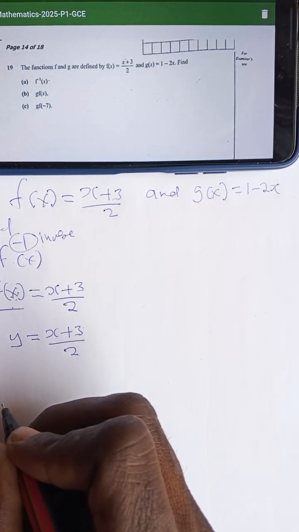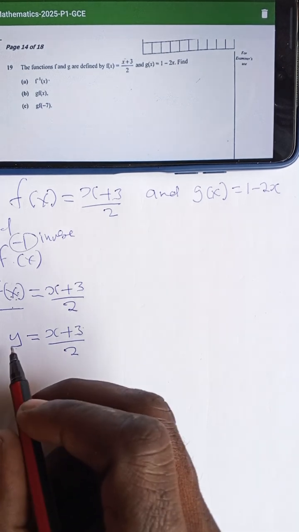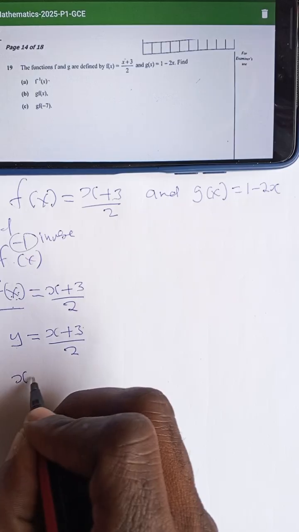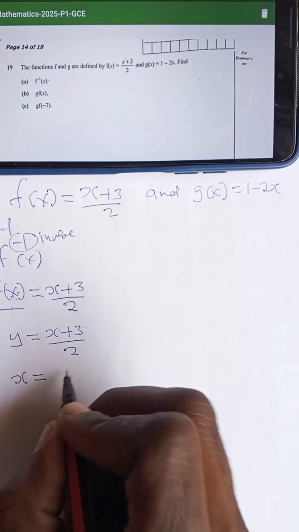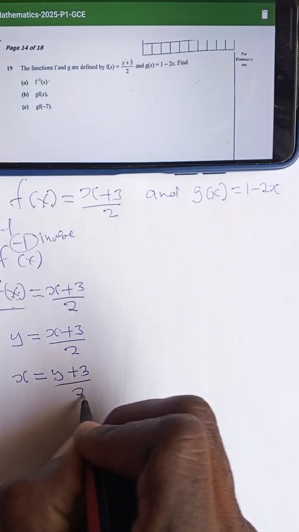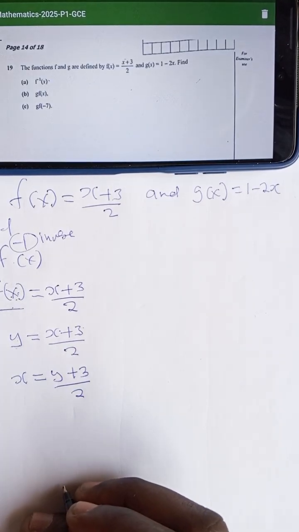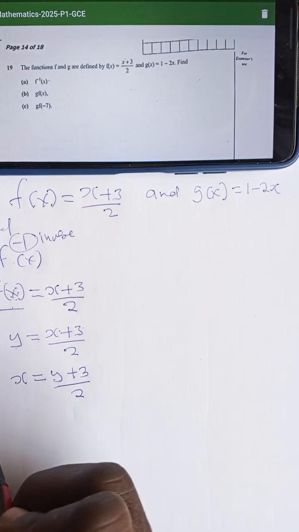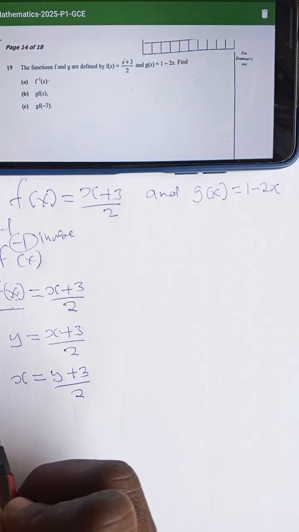Step number 2, we interchange x and y. So where there is y, we put x, and where there is x, we replace it with y plus 3 over 2. Now, the next step is we are going to make y the subject of the formula.